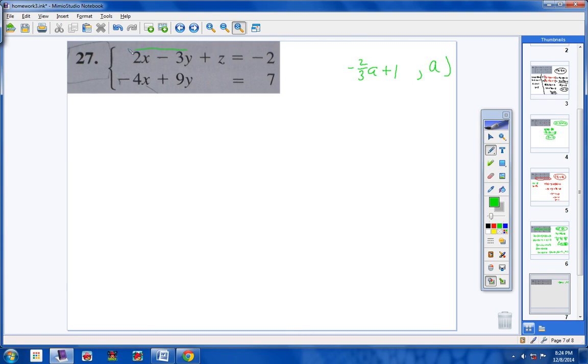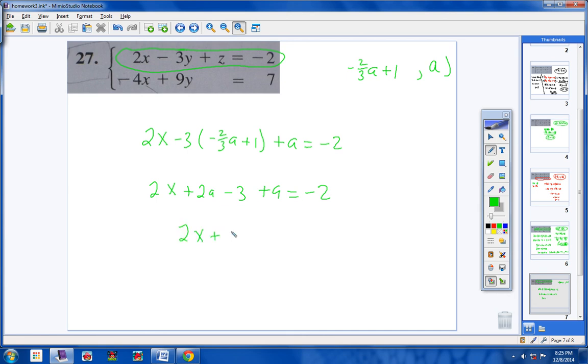I'm going to use the top equation, okay? So here we go. 2x, negative 3, parentheses, negative 2/3 A, plus 1, plus c, so plus A equals negative 2. So here we go. 2x, negative 3 times negative 2/3, positive 2A, negative 3 times 1, negative 3, plus A equals negative 2. Combine your A terms. I have 2x plus 3A minus 3 equals negative 2.